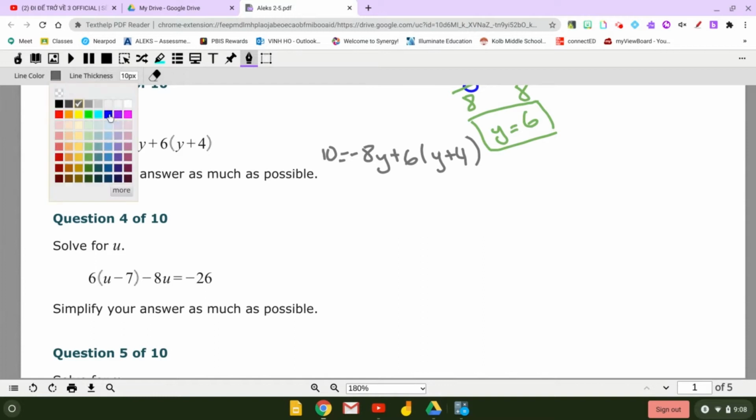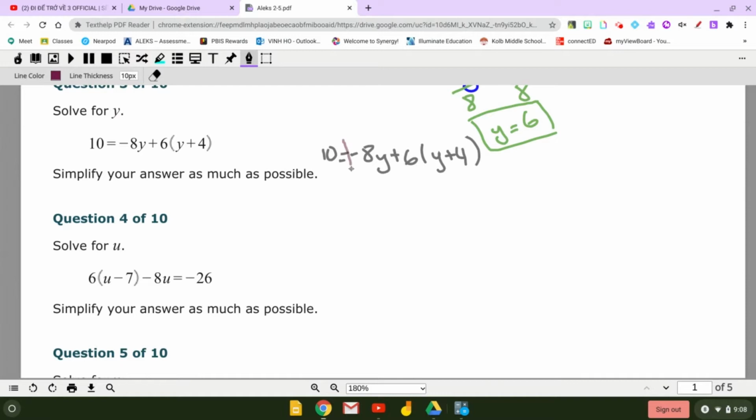All right, step 1, what do I have to do? Step 1, draw the line. Step 2, parentheses. So we're going to distribute the number in front of the parentheses into the parentheses. All right, so we keep the negative 8y. 6 times y is positive 6y. 6 times 4 is positive 24. And we bring down the 10.